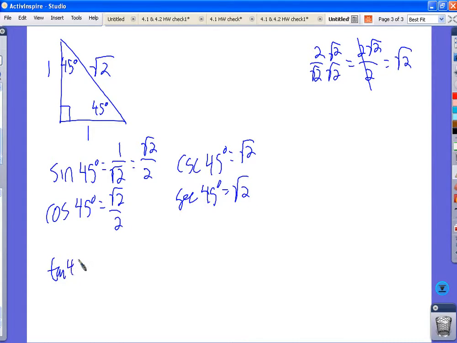Tangent is, right, 1, good, great. Cotangent of 45 equals also 1, the reciprocal of tangent.